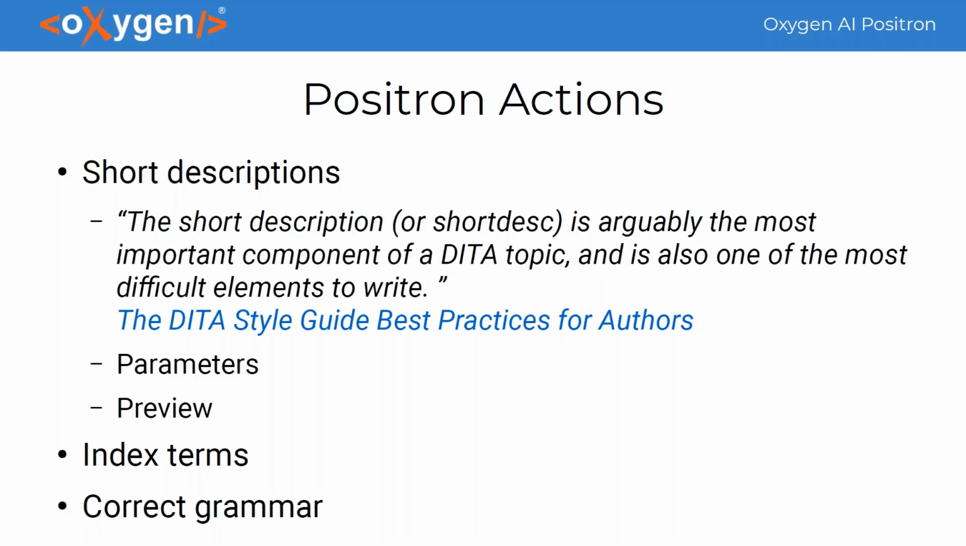But let's take the short description case. According to the DITA Style Guide: Best Practices for Authors, written by Tony Self, that we've integrated at one time in our XML Author, the short description is arguably the most important component of a DITA topic, but also one of the most difficult elements to write. It's important because many times the readers will decide if they go into your topic by reading this short description. So it has a great weight. If it's so important, then why not let the AI help you in writing these short descriptions? This is what we did.